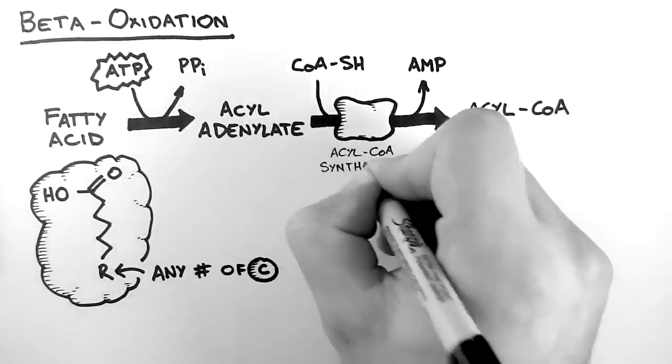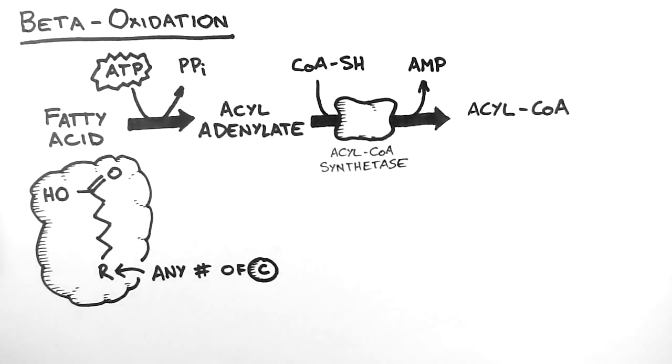acyl-CoA synthetase. It's important not to confuse acyl-CoA with acetyl-CoA. An acyl-CoA is pretty much just any fatty acid with a coenzyme A molecule attached. However, acetyl-CoA is the substrate for the TCA cycle. The whole purpose of beta oxidation is to turn this acyl-CoA into many acetyl-CoAs.